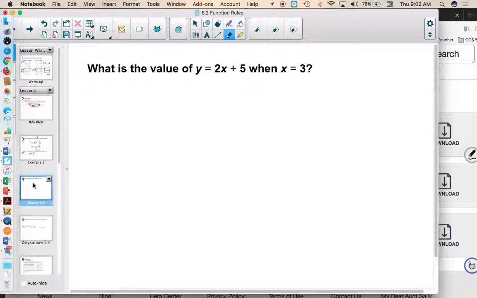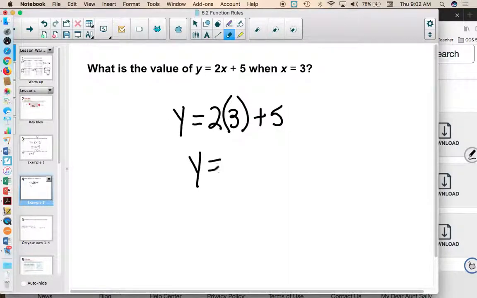We've seen this kind of stuff. What do I do with this one? Y equals 2x plus 5 when x equals 3. What do I do with this one? What am I going to do with it, Bryn? Substitute the 3 for the x. So y equals 2 times 3 plus 5. What is the value of y?